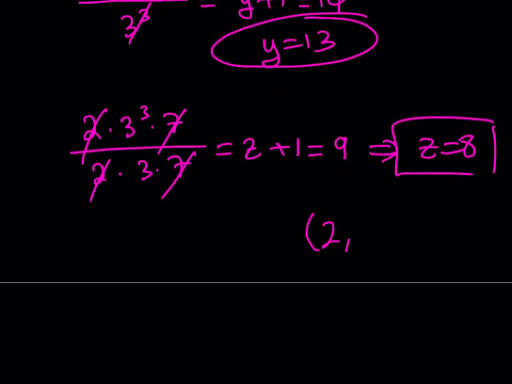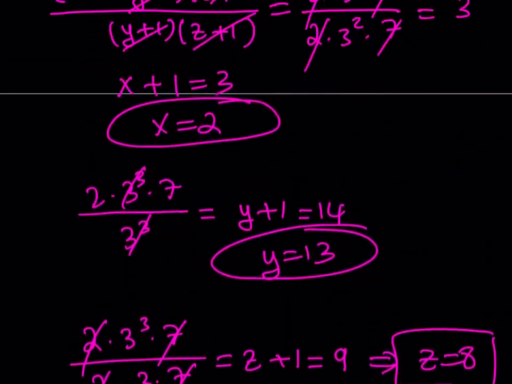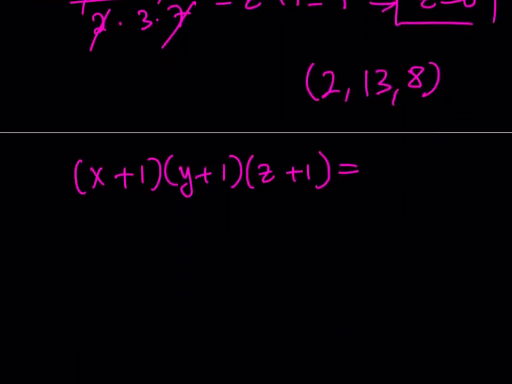Let's write it down here. 2, 13, and 8. Now, similarly, if you consider the negative square root of the expression that we just found, right? Then instead of equation number 7, you're going to obtain equation number 8, which can be written as the negative of 2, 3 to the third, and 7, right? This one.